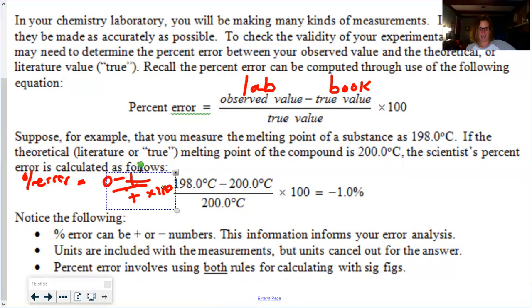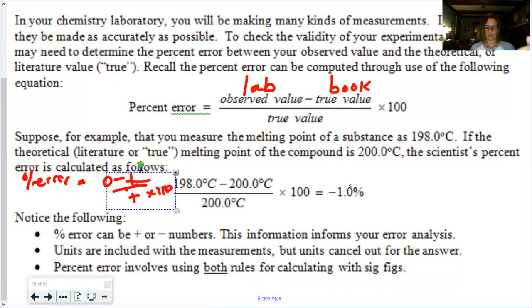We have a cat passing through here. So that's the observed value, 198 degrees is what we observed in the lab. The true value is 200 degrees. And then the true value goes in the denominator as well. Now, percent error, so we do this calculation and we come up with negative 1.0%.